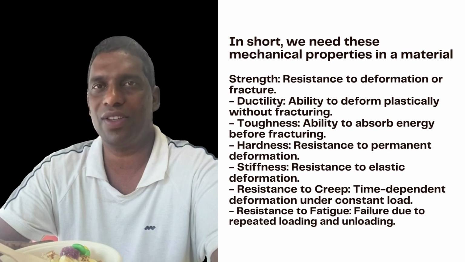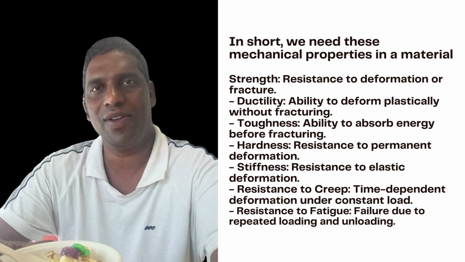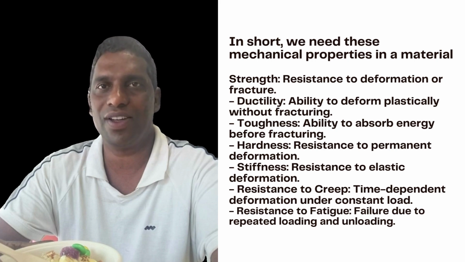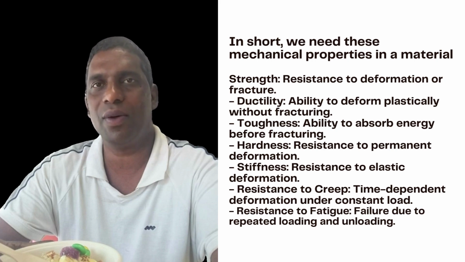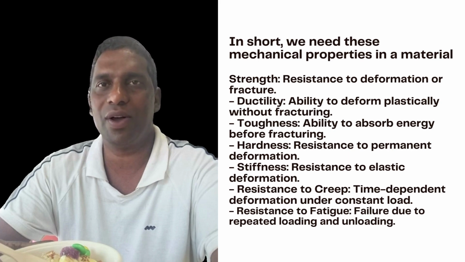Now, these forces can cause different effects on materials. There are two main types. Elastic deformation, this type is reversible, which means the material will go back to its original shape once the force is gone. It happens when the atomic bonds in the material stretch or bend.